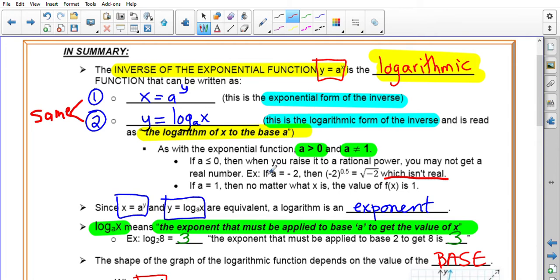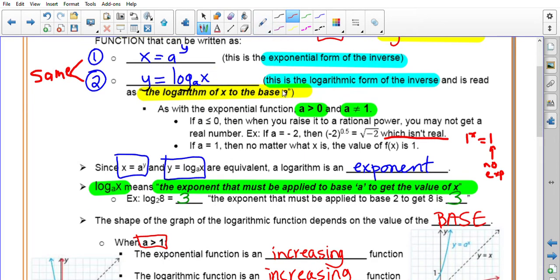If you're wondering why the base cannot equal 1, that's because if you were to do 1 to the x, then 1 to the x is really meaningless, because whatever x I put in, if I do 1 raised to it, it's just going to equal 1, okay? And then it's not exponential, right? y equals 1 is not an exponential function, hence the restriction.